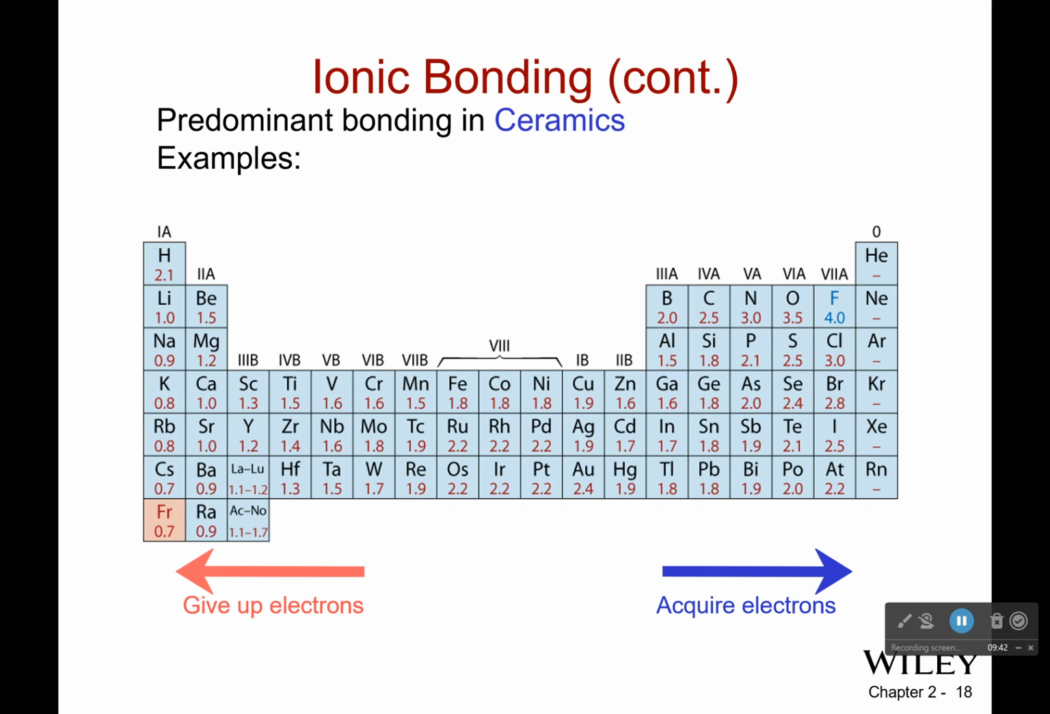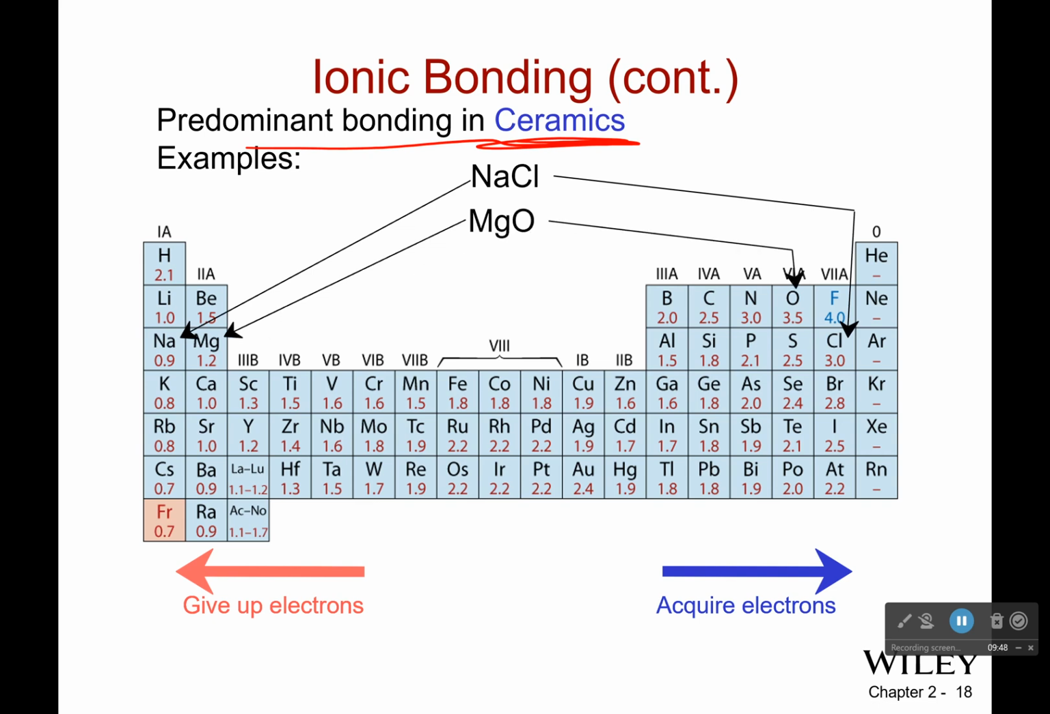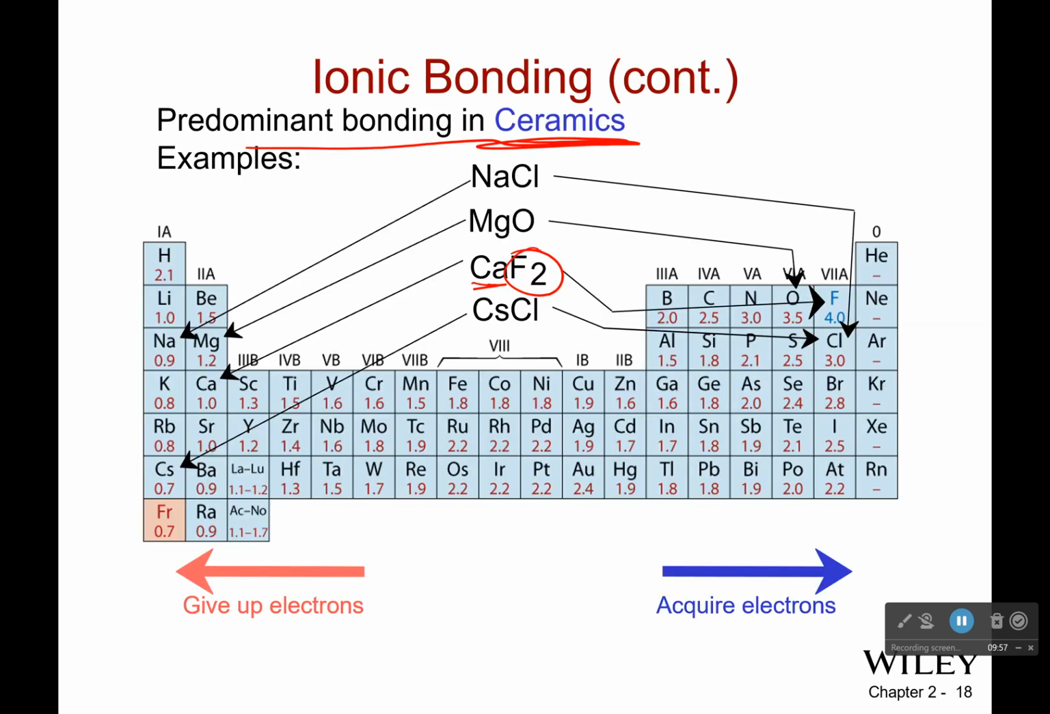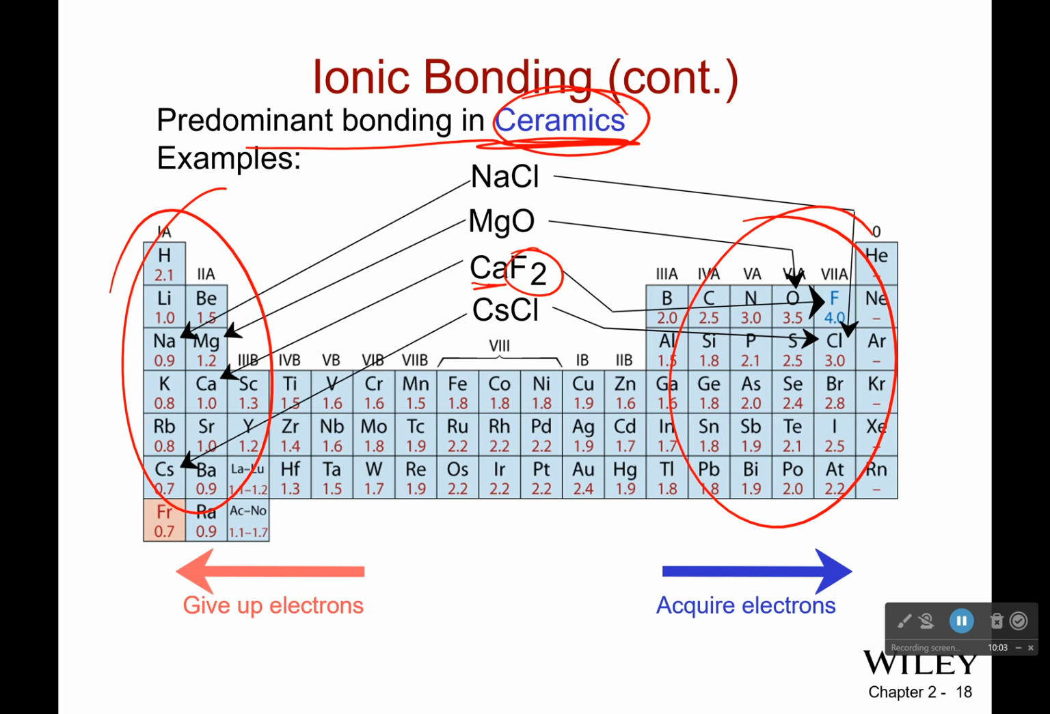One last thing is that ionic bonding is the predominant bonding in ceramics. Sodium chloride, magnesium oxide, calcium fluoride. Calcium gives up to fluorine, only once they need 2 of them. Cesium chloride. And that's always a metal with a non-metal. Metal, non-metal, that becomes a ceramic.